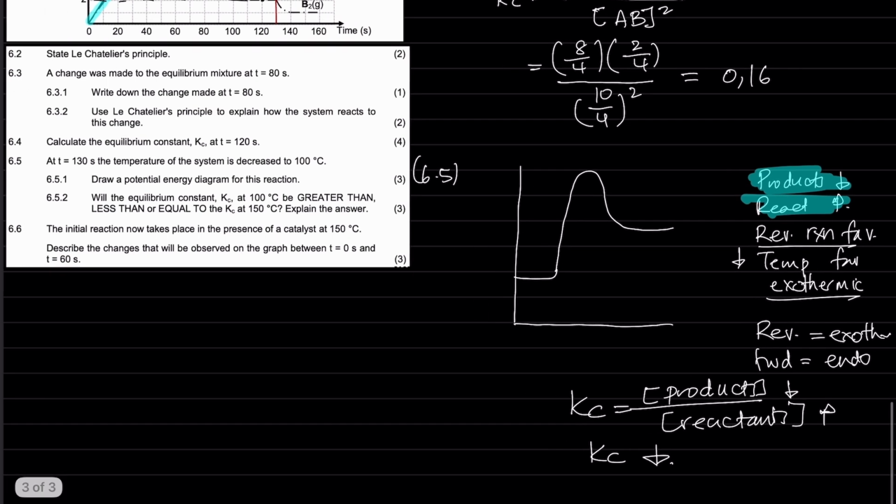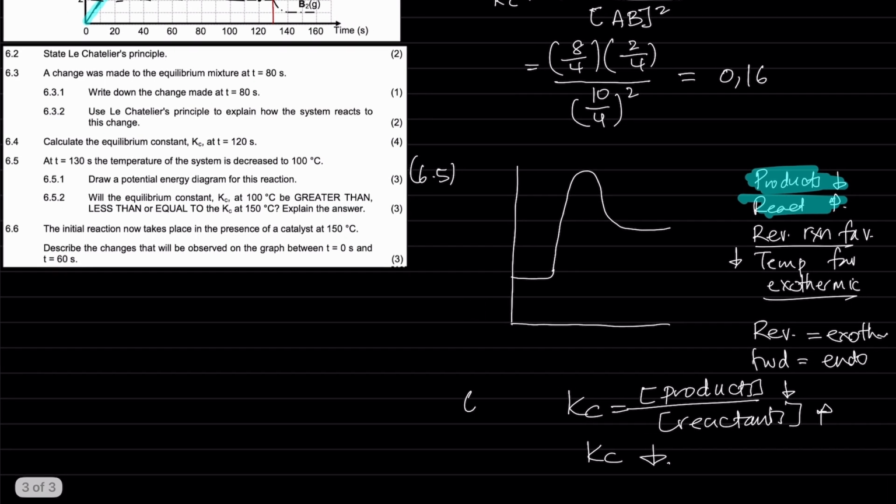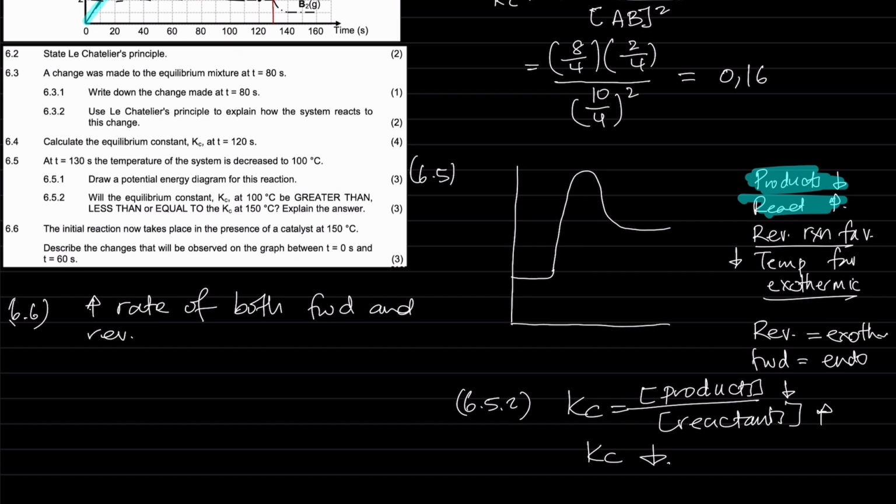Next question, question 6.6. So this is 6.5.2, and then question 6.6. The initial reaction now takes place in the presence of a catalyst. Describe the changes that will be observed in the graph between t equals 0 and t equals 60. Now, a catalyst does nothing to the number of moles, right? So all the catalyst is going to do is increase the rate of both the forward and reverse reaction.